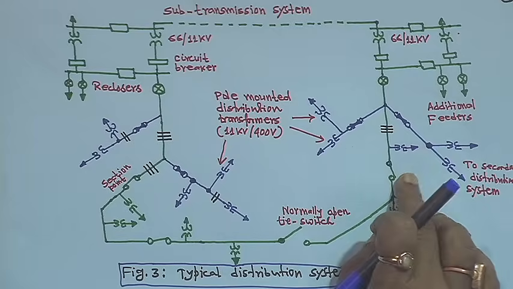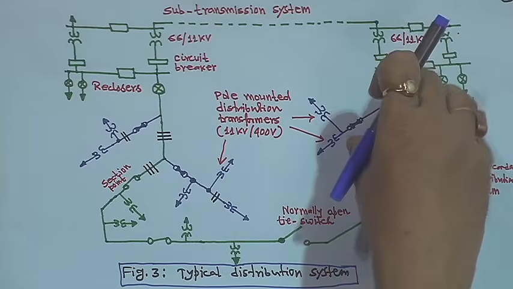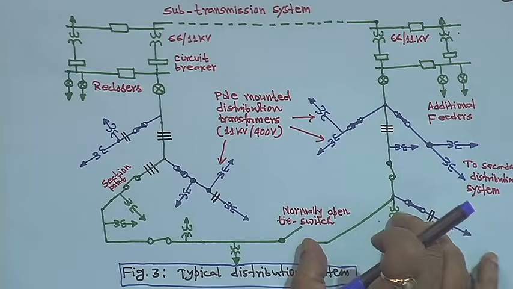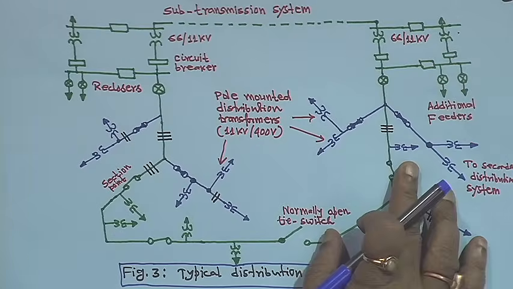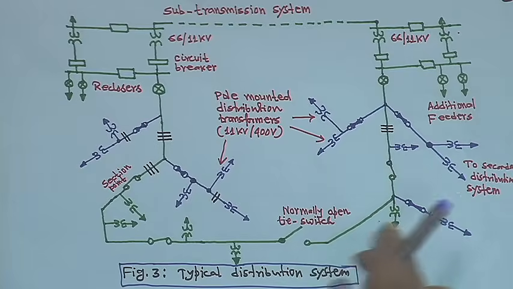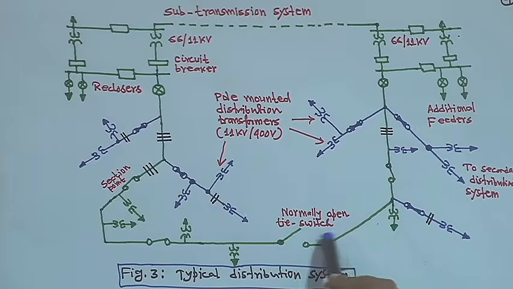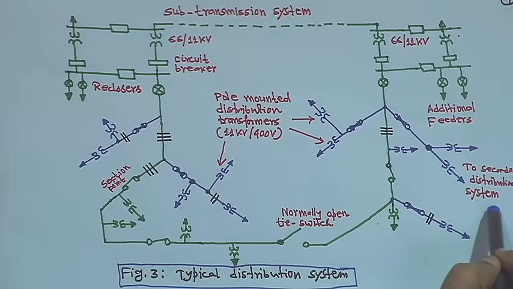As soon as you open this portion, the unaffected part gets power from this side, but when something has happened here, this portion will not get power. So suppose this is open and you close this one, then power will come from this side, right. That's why it is called a normally open tie switch, and this is labelled the secondary distribution system, right.